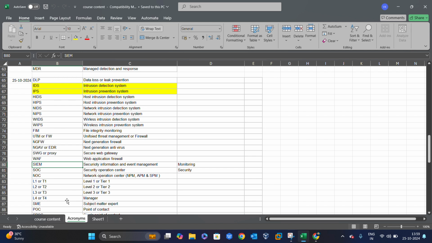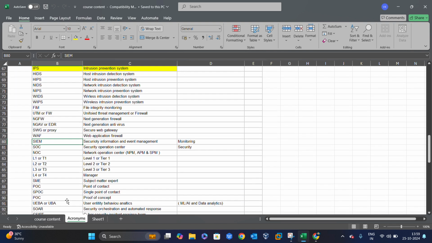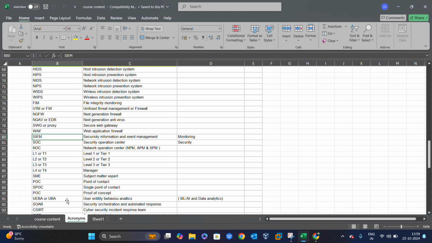So the full form is Security Information and Event Management. What exactly is security information and event management? We have endpoint side solutions, network side solutions, and application side solutions available. We also have infrastructure side solutions, information security solutions, and cybersecurity side solutions. Then why do we have to use a SIEM tool?